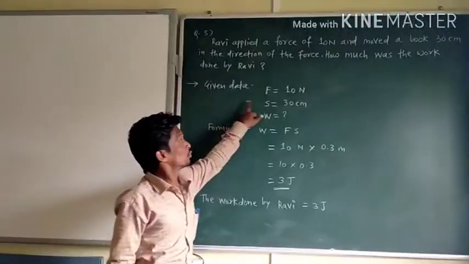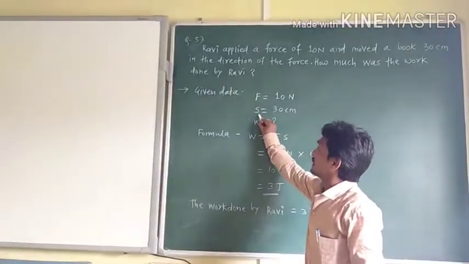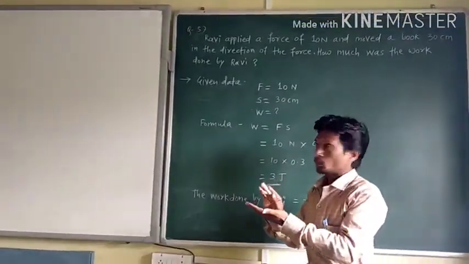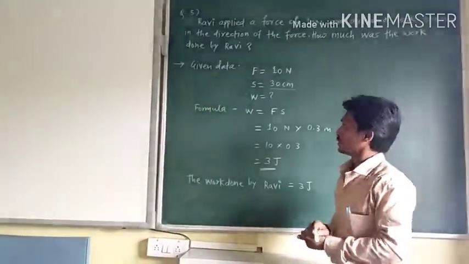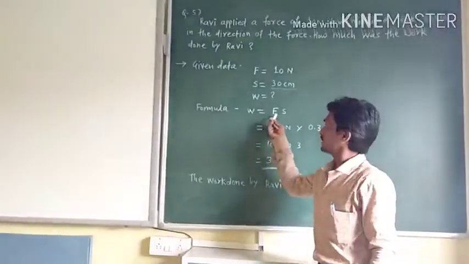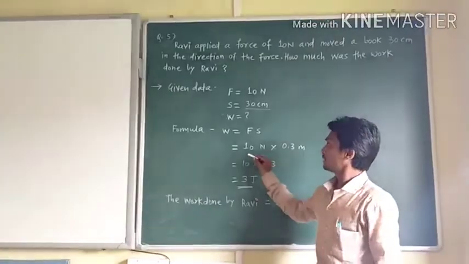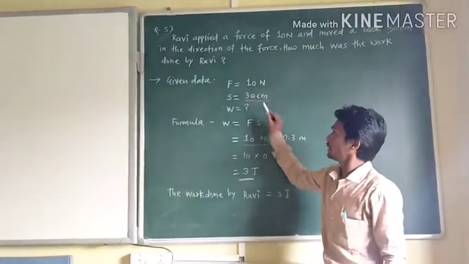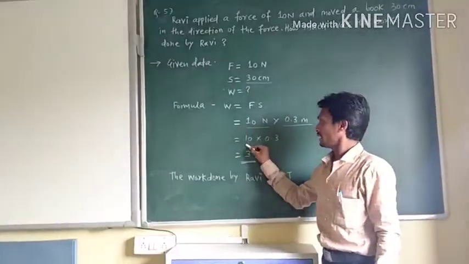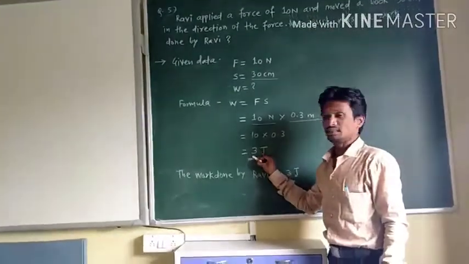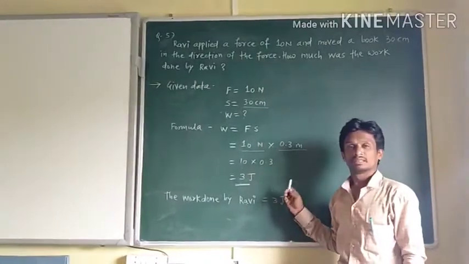So given data, force is equal to how much? 10 Newton. Displacement of the book is 30 centimeter, and work done we have to calculate here. So the formula is W is equal to F into S, means force into displacement. Put the values. Force is 10 Newton. Displacement is 0.3 meter. So multiply 10 into 0.3, that is equal to 3, and the unit of work done is joule. The work done by Ravi is 3 joule.